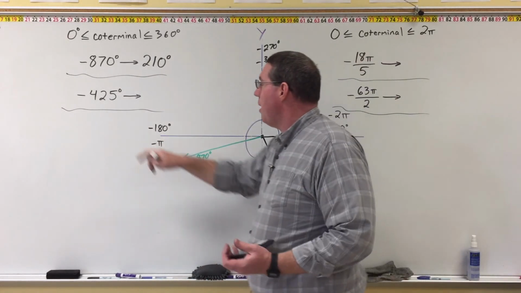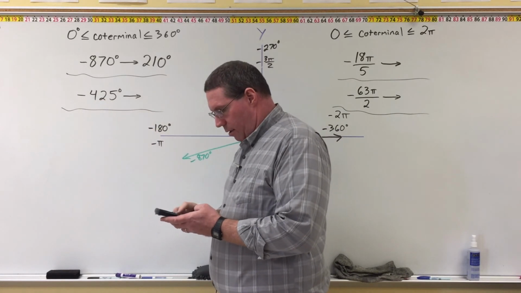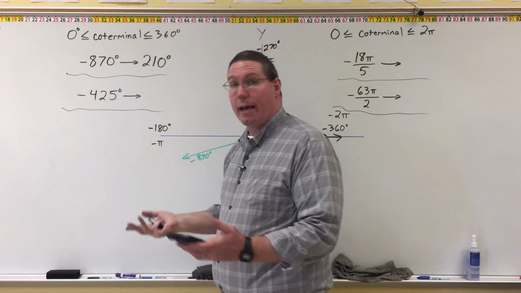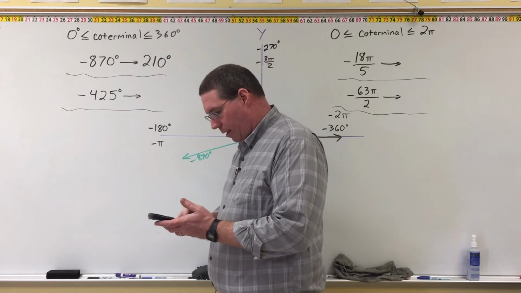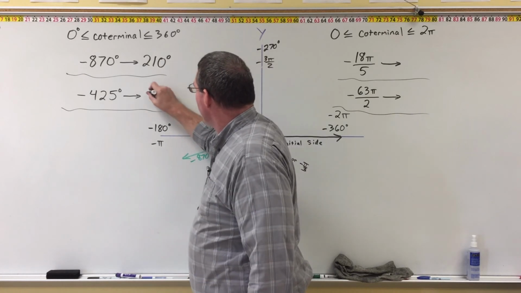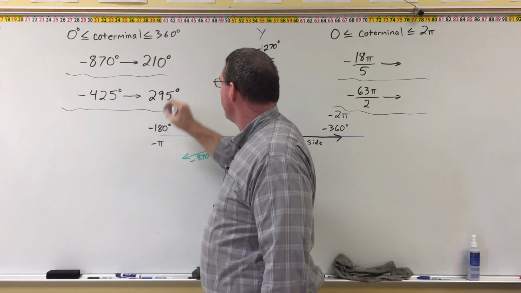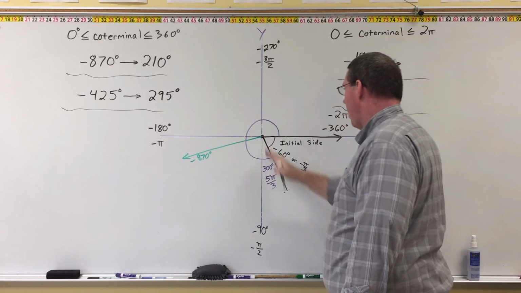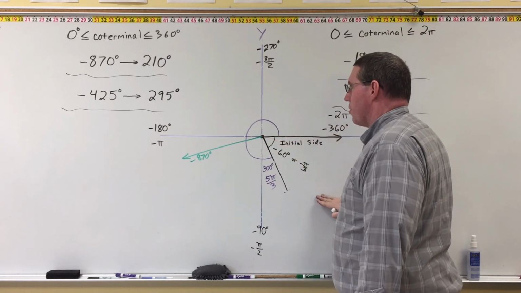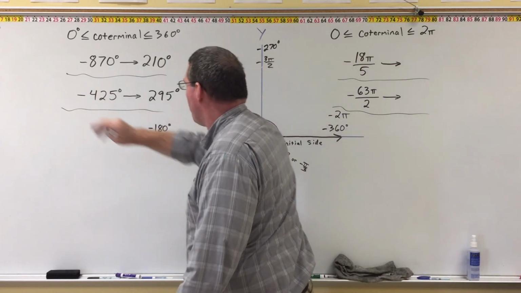Okay? All right, let's do negative 425. All right, well, negative 425, add 360, and I get negative 65. Keep going. Add 360, and I get 295. So 295 degrees, which is larger than 270, less than 360, and that means that the terminal side of this angle is in the fourth quadrant.